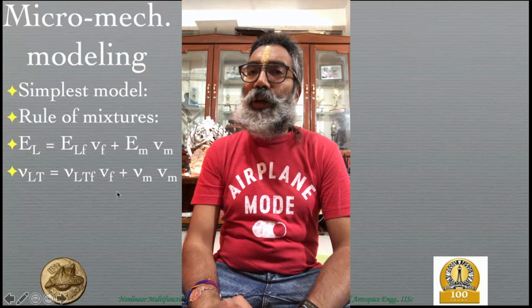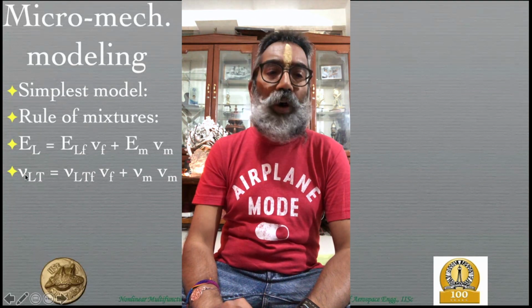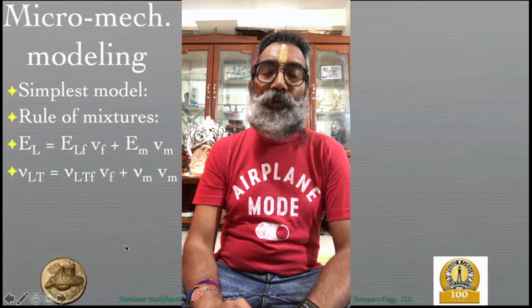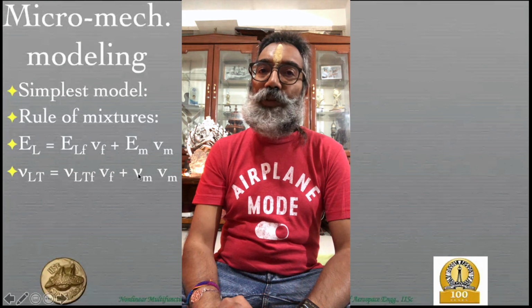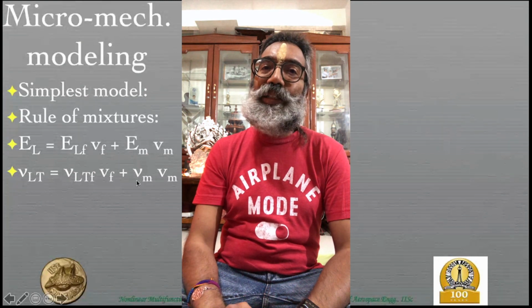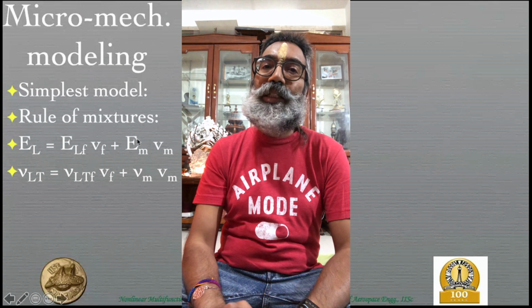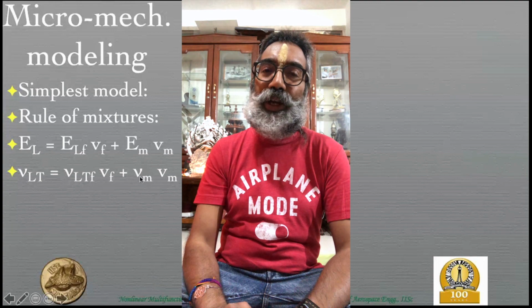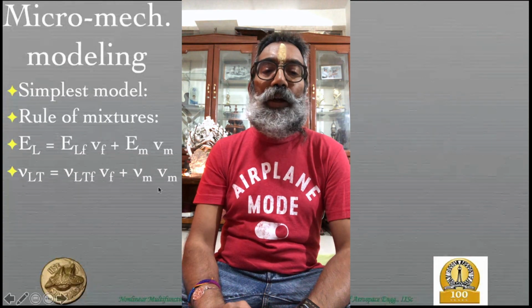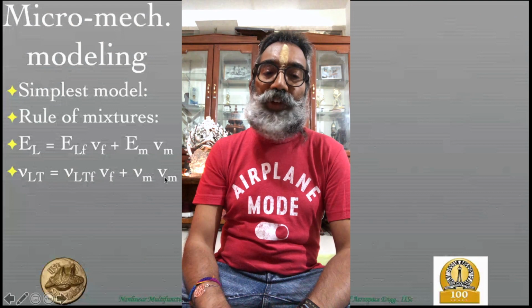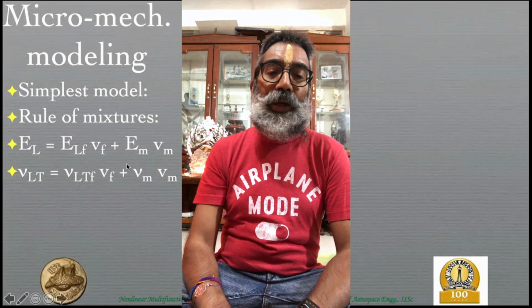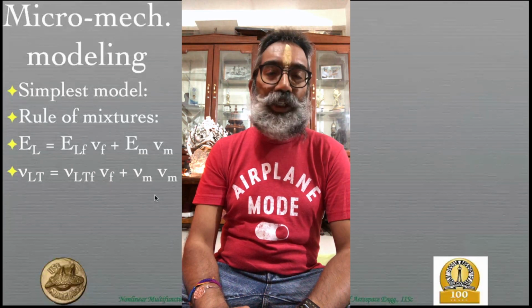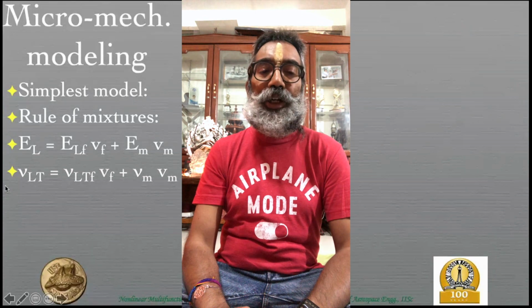So you can use a similar kind of procedure, slightly more involved, in order to show that nu LT is equal to nu LT of the fiber multiplied by the volume fraction of the fiber. Similarly, because the matrix is isotropic, we don't need to specify the subscripts LT over here, just like we didn't need to specify for the Young's modulus in the longitudinal direction. Here also we don't specify that, and so you have Vm, the volume fraction of the matrix, multiplying the Poisson's ratio of the matrix, which is a constant throughout the matrix in whatever direction it might be.